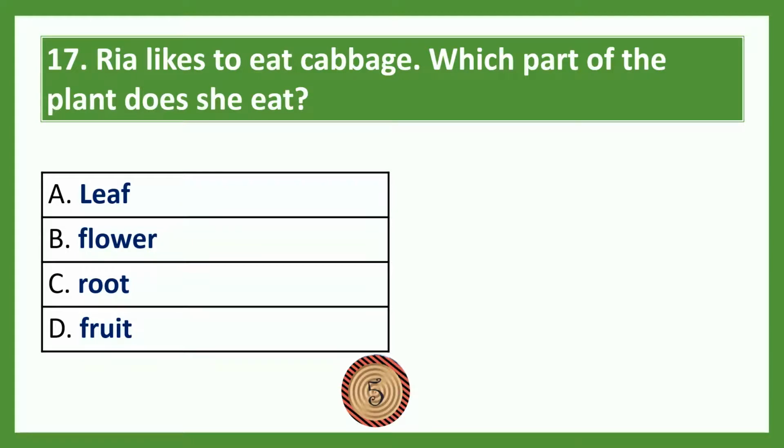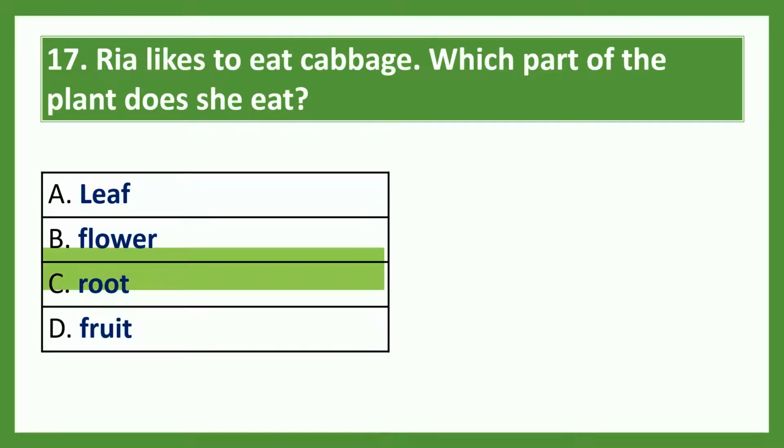Ria likes to eat cabbage. Which part of the plant does she eat? Option A leaf, option B flower, option C root, option D fruit. The answer is option A leaf.